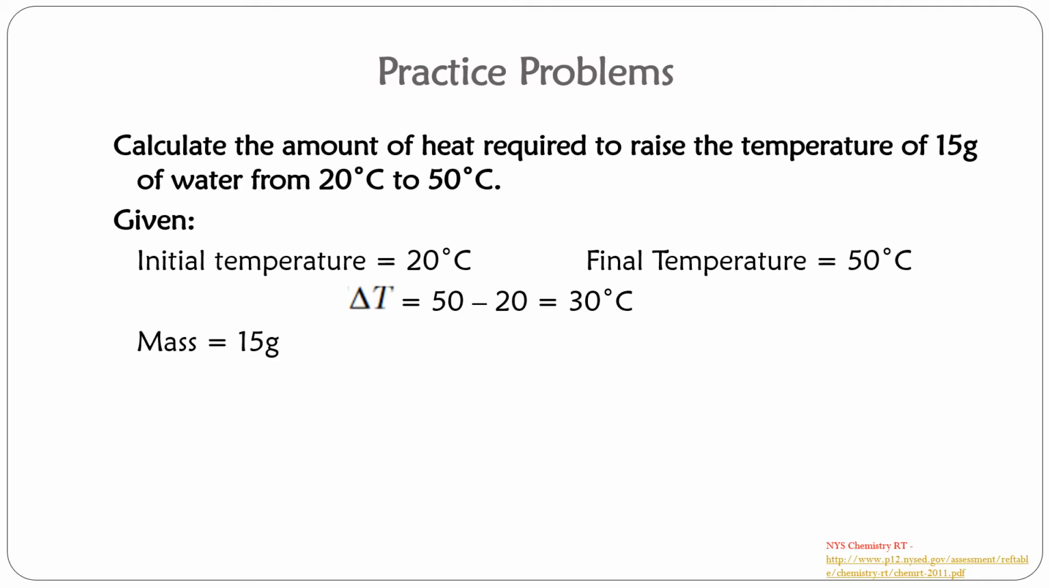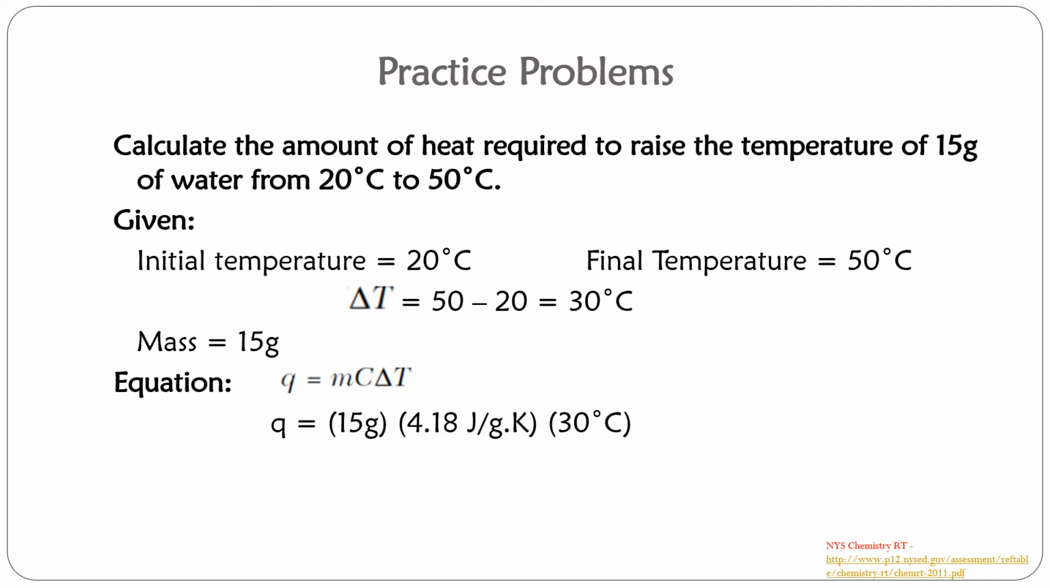Next thing that's given is the mass, which is 15 grams. So all we have to do is find the amount of heat that is required. And remember that this question is for water, and we already know the specific heat of water from table B. So we can just go ahead and use the equation Q equals mc delta T. We plug in all of the numbers: mass of 15 grams, specific heat of 4.18 joules per gram Kelvin, and remember we got this specific heat from table B, and temperature of 30 degrees Celsius.